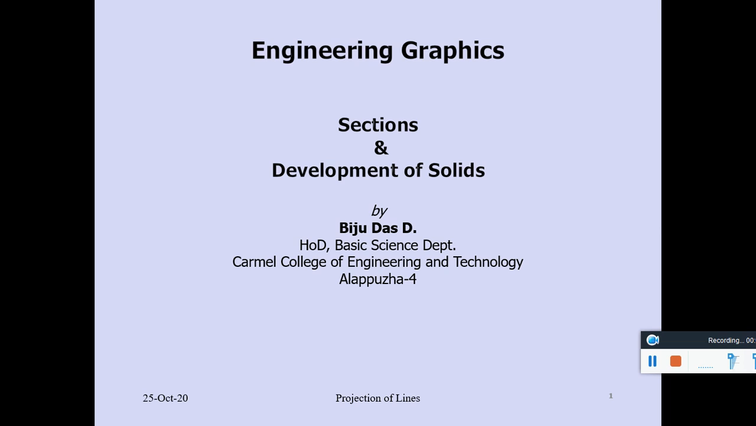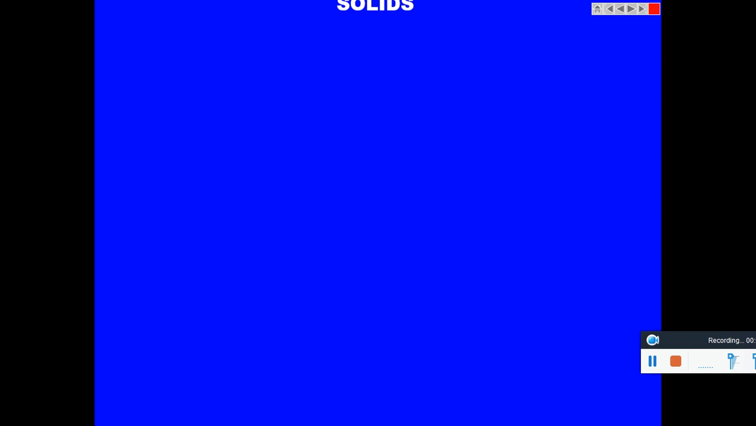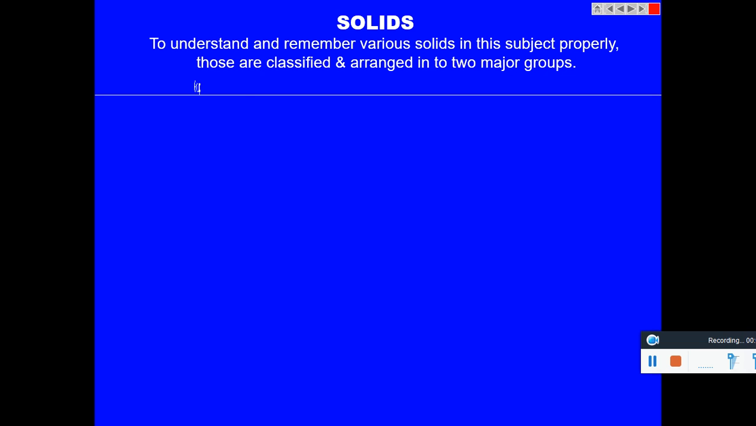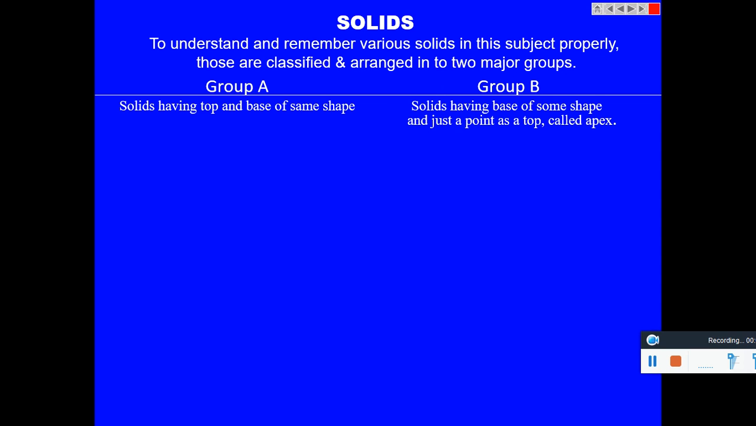In this video, I would like to explain about the sections of solids and the development of solids. Generally, solids are divided into two groups, Group A and Group B. Group A solids are solids having top and base of the same shape. The Group B solids have a base of some shape and just a point as a top, called the apex.